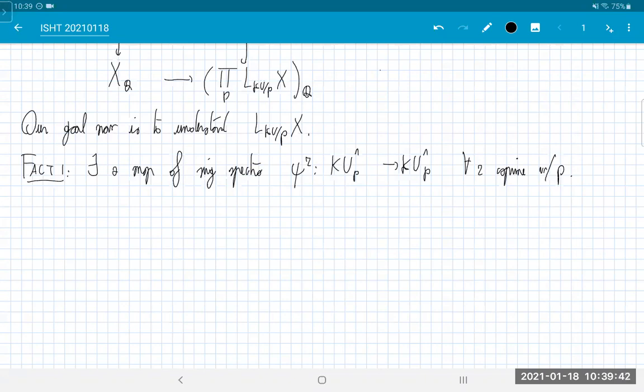And in fact, this gives an action of the profinite group Z_P cross on KU_P, but we don't need it. I'm just mentioning it because, well, because it's important.